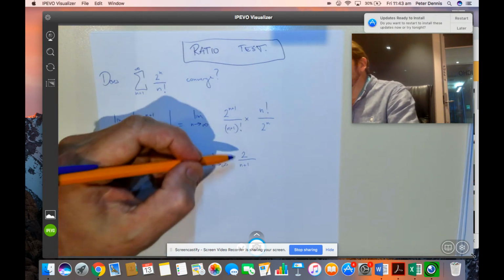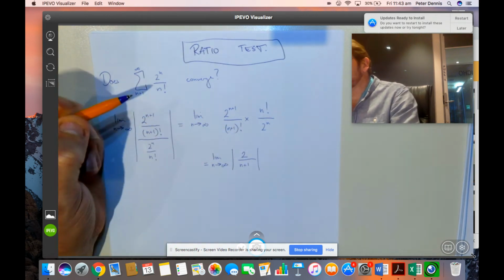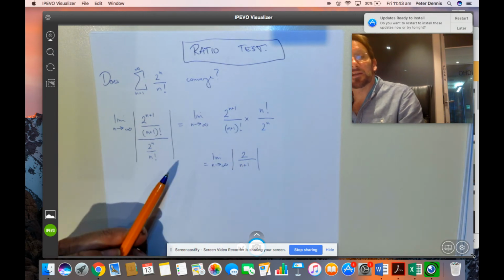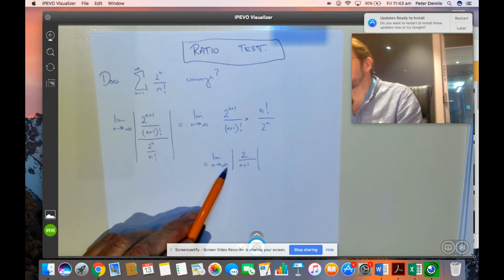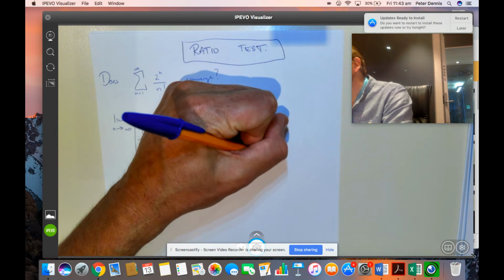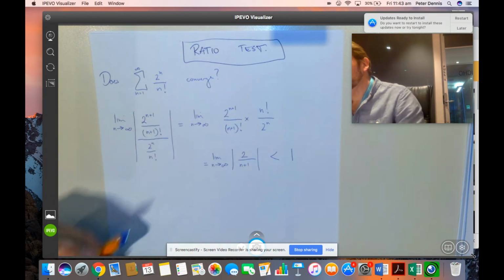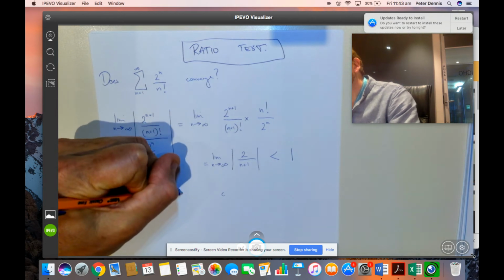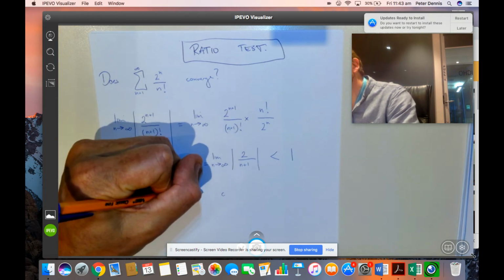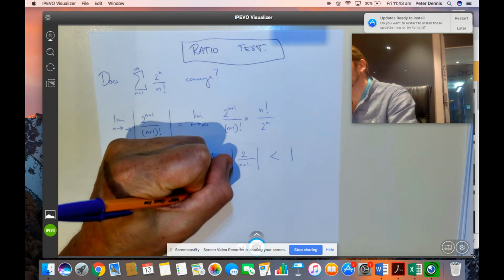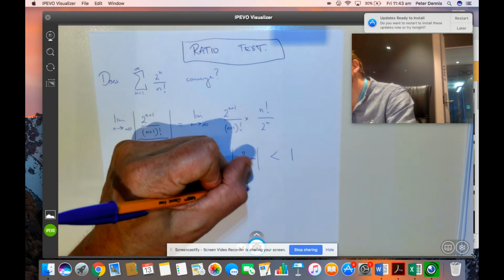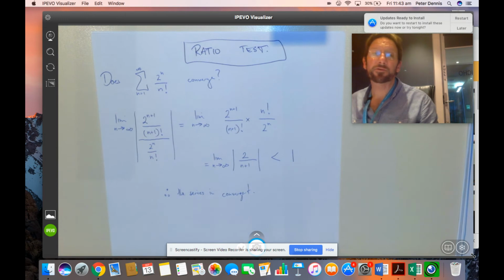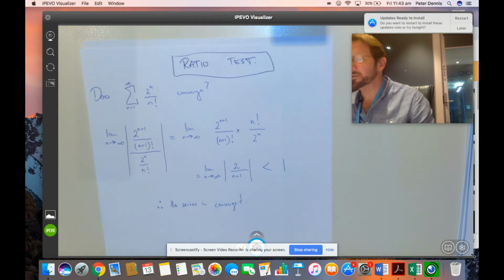Now, we look at the absolute value of this. This is obviously heading towards 0, or the limit as n tends to infinity is less than 1. Therefore, the series is convergent. Okay? And that's all the ratio test is, and it's always pretty much the same.